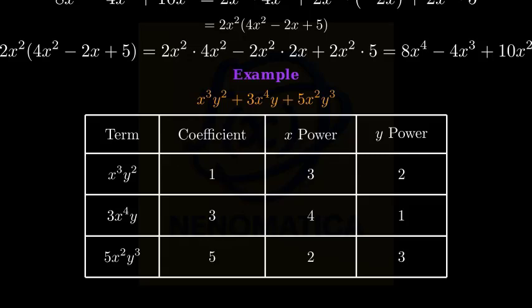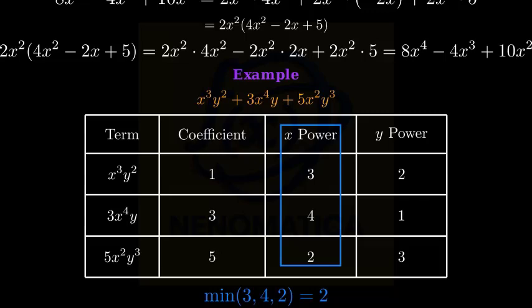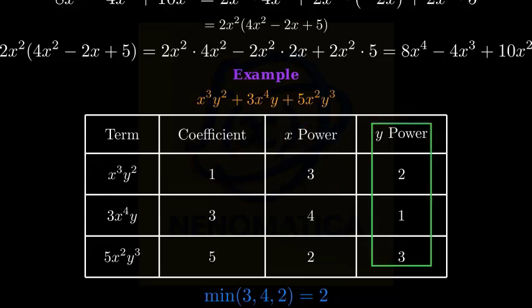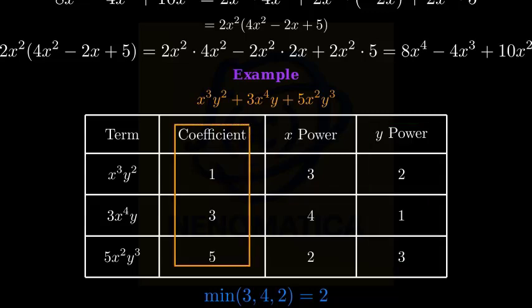with exponent 3. Looking at the exponents of x, the smallest is 2 from the third term. For y, the smallest exponent is 1 from the second term. There is no common factor among the coefficients 1, 3, and 5 besides 1 itself. So the greatest common factor is x squared y.